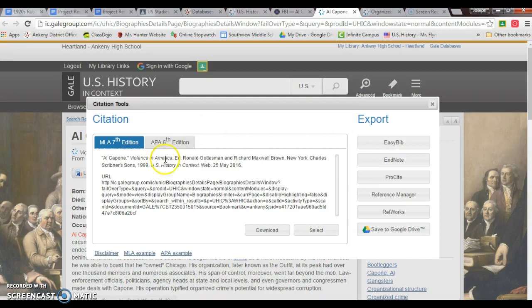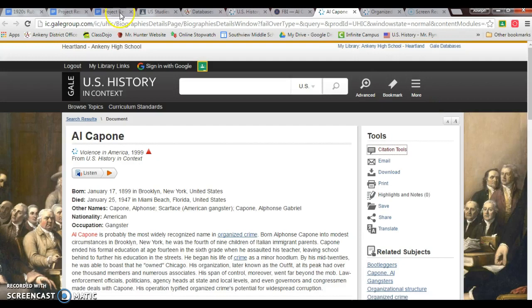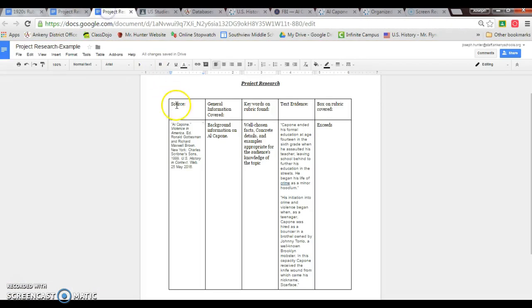Go to Citation Tools. If you want to use something other than this to cite your resources, you can do EasyBib, or you can save it in your Google Drive. You guys are good with technology. I'm going to give you the freedom to do that. Okay, but you need to copy and paste that into your research source right here, because that is the source. You also need to write kind of the general information it covers. So you guys have read over it, skimmed through it, whatnot.